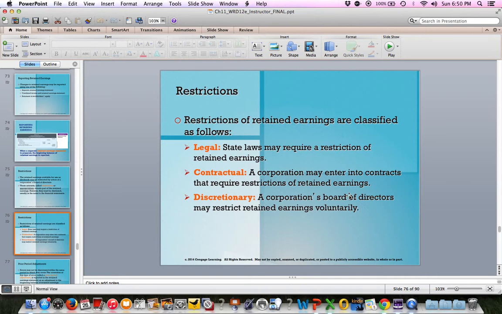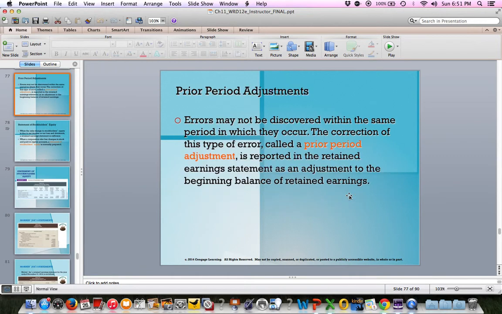Some examples would be legal: state laws may require a restriction. Contractual: there might be some debt or something like that that requires you to have some restricted retained earnings. Or discretionary: you can just do that voluntarily to set funds aside for maybe some future growth or a future project.